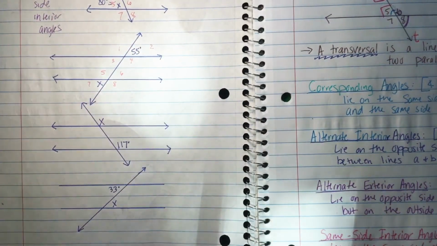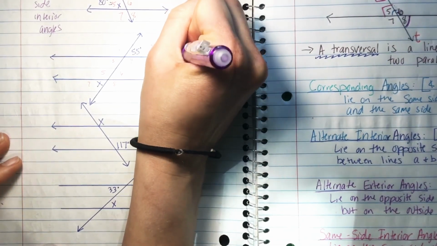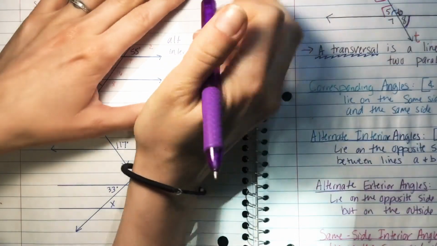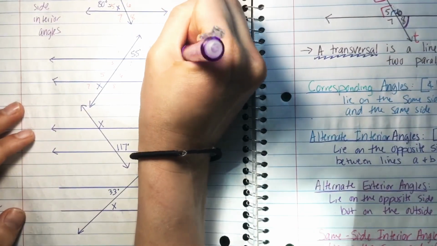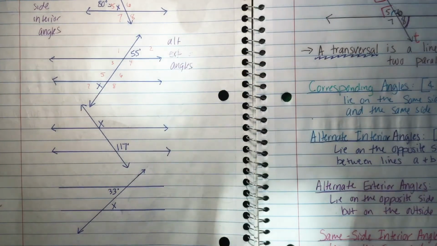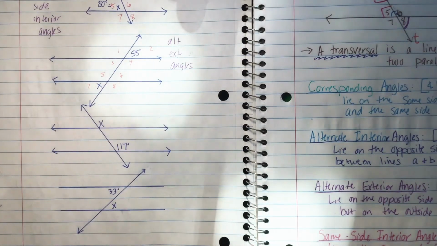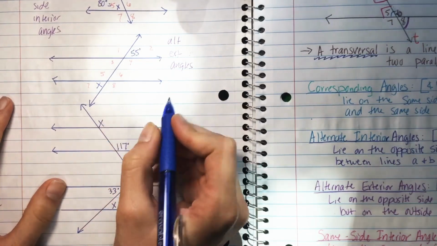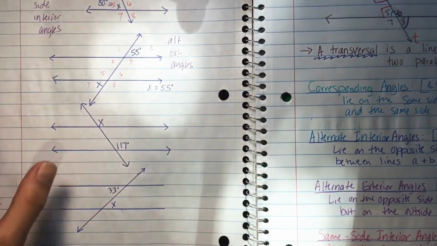So I can even label that as alternate interior, alternate exterior. Alternate exterior angles. And what does that mean? It means that they are congruent, right? Sorry, my lighting's a little bit off. So when they're congruent means they're the same. So then x would just equal 55.